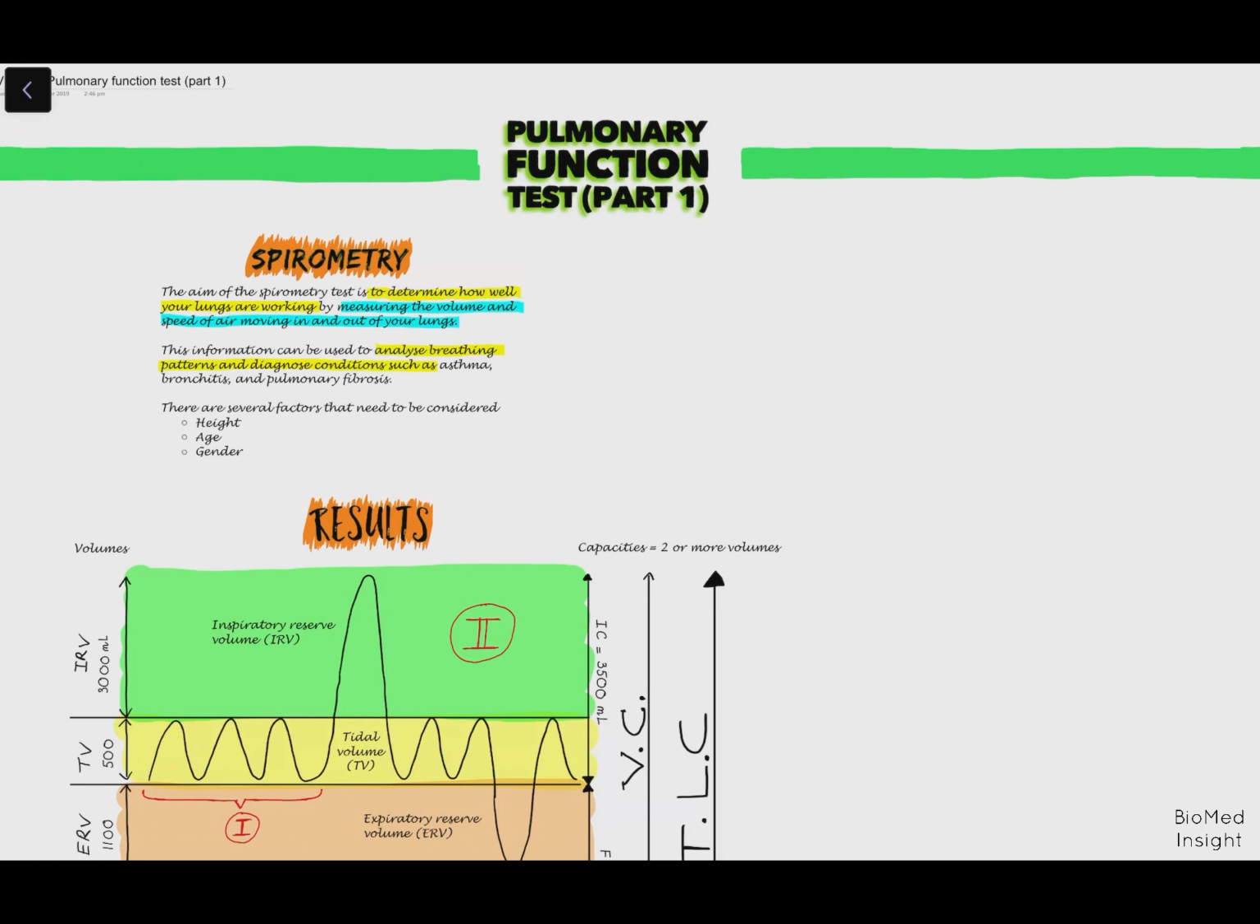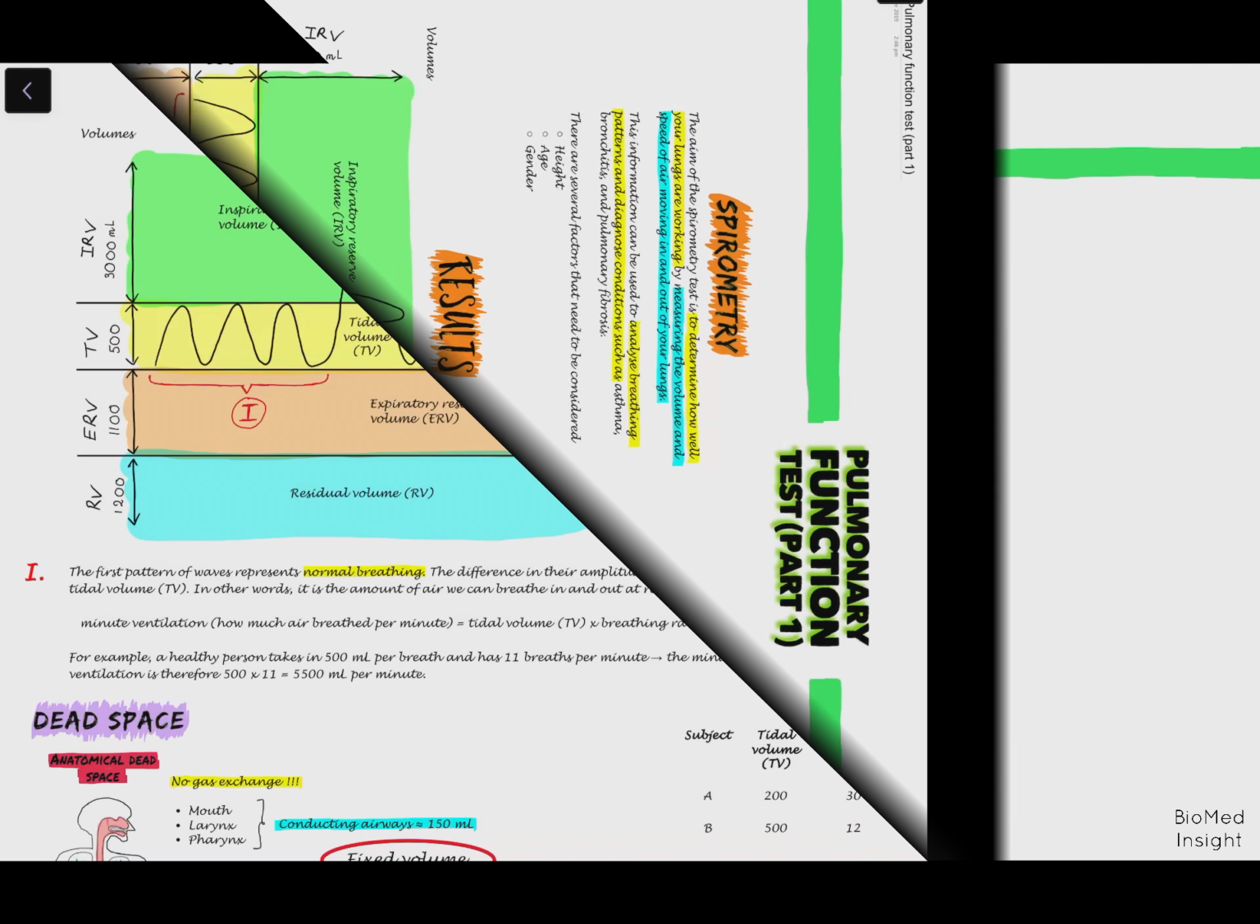There are several factors that need to be considered to obtain accurate results. The first is the patient's height, as height is directly proportional to lung volume. The second is age, as the older we get, the less effective our lungs become. The last is gender, as males and females may have different lung sizes.